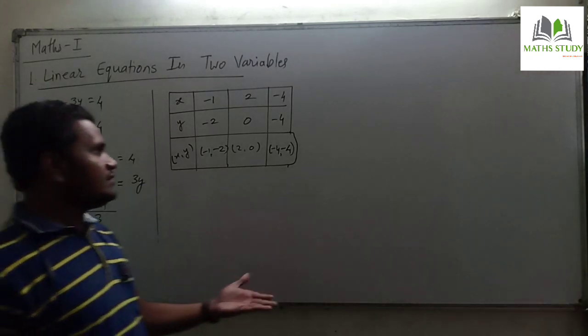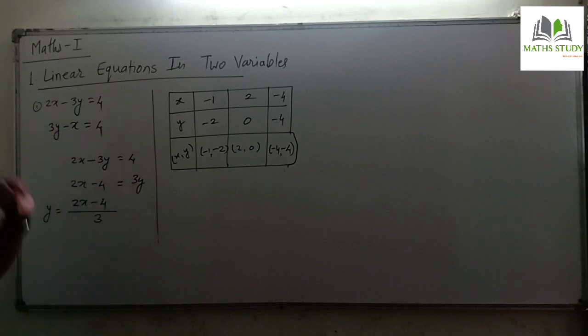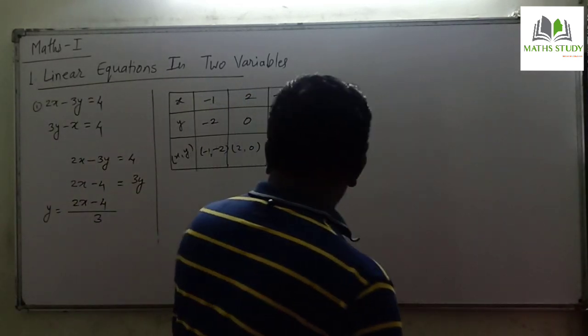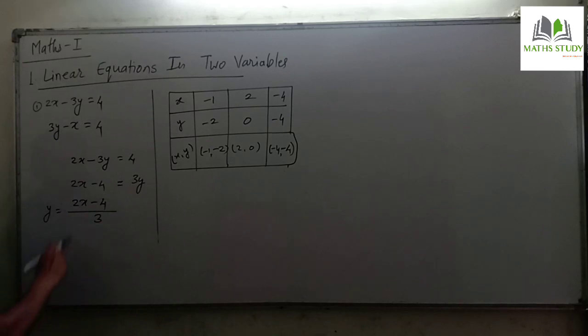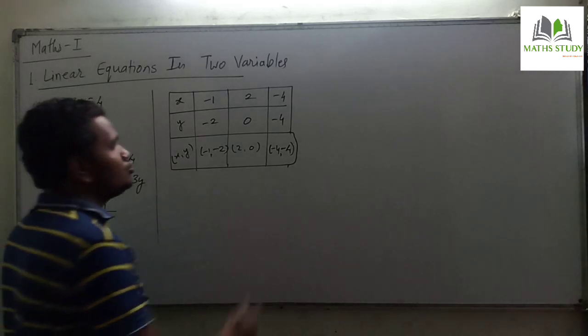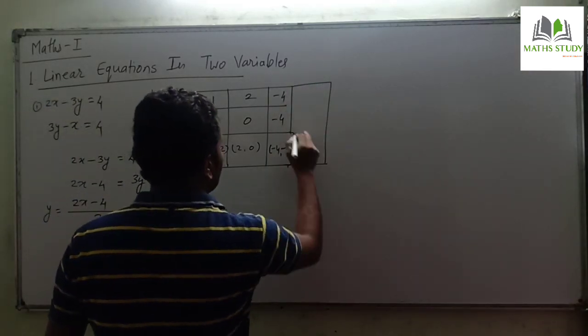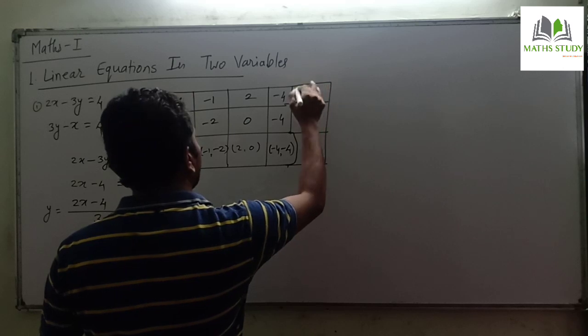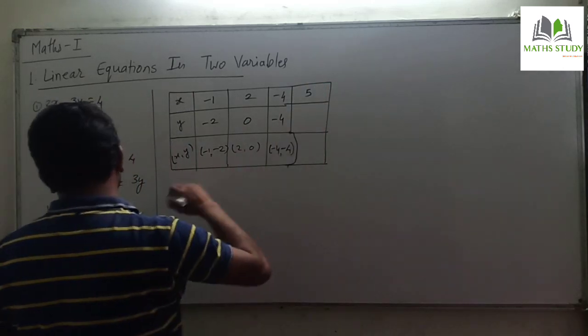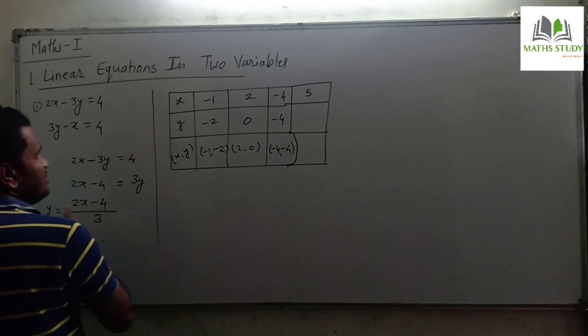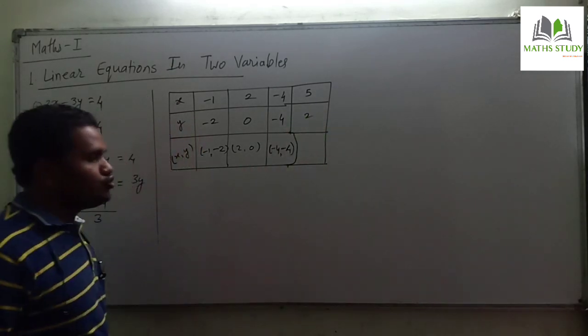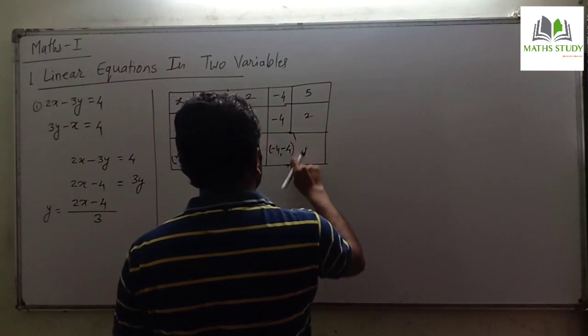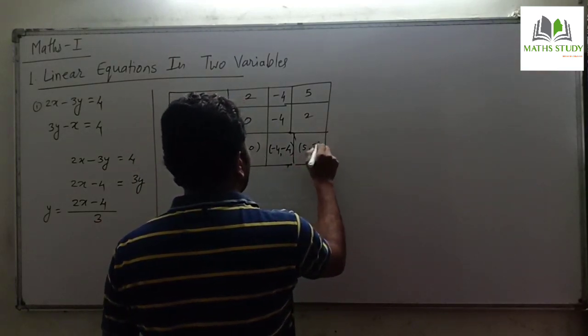Now let's take the second equation. You may take one more point. If you put 5 here, 5 2s are 10, and 10 minus 4 is 6, and 6 by 3 is 2. So you may take one more point also. If you put x is equal to 5, you get y is equal to 2. So you may get another point, 5 comma 2.